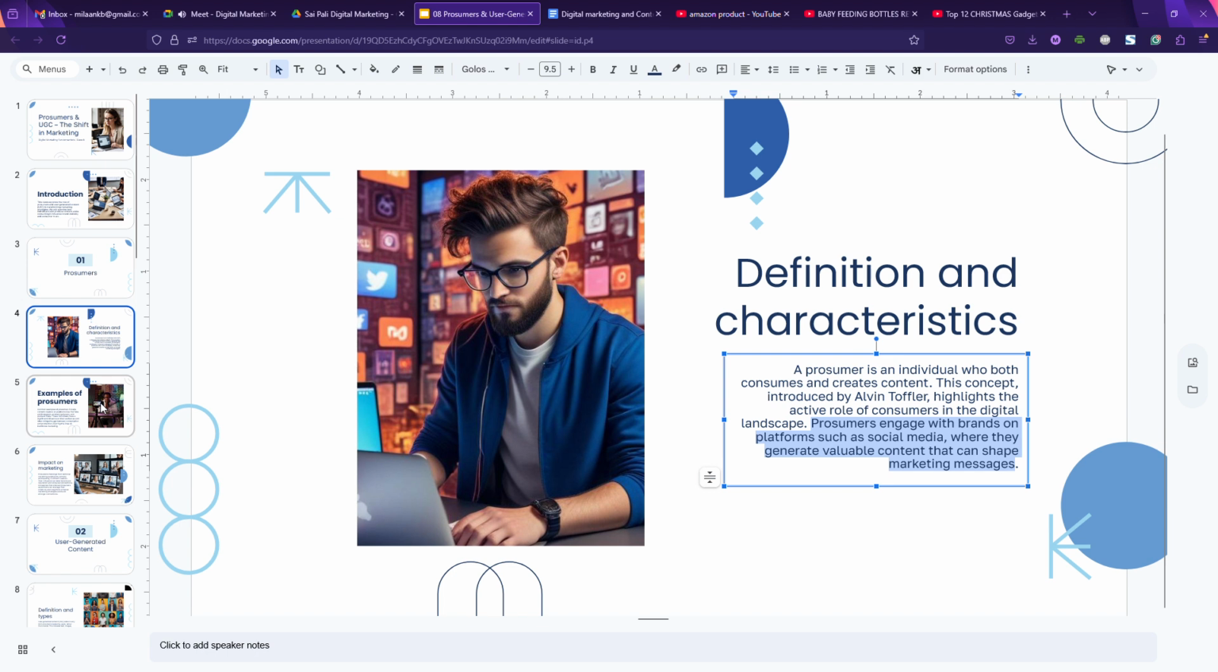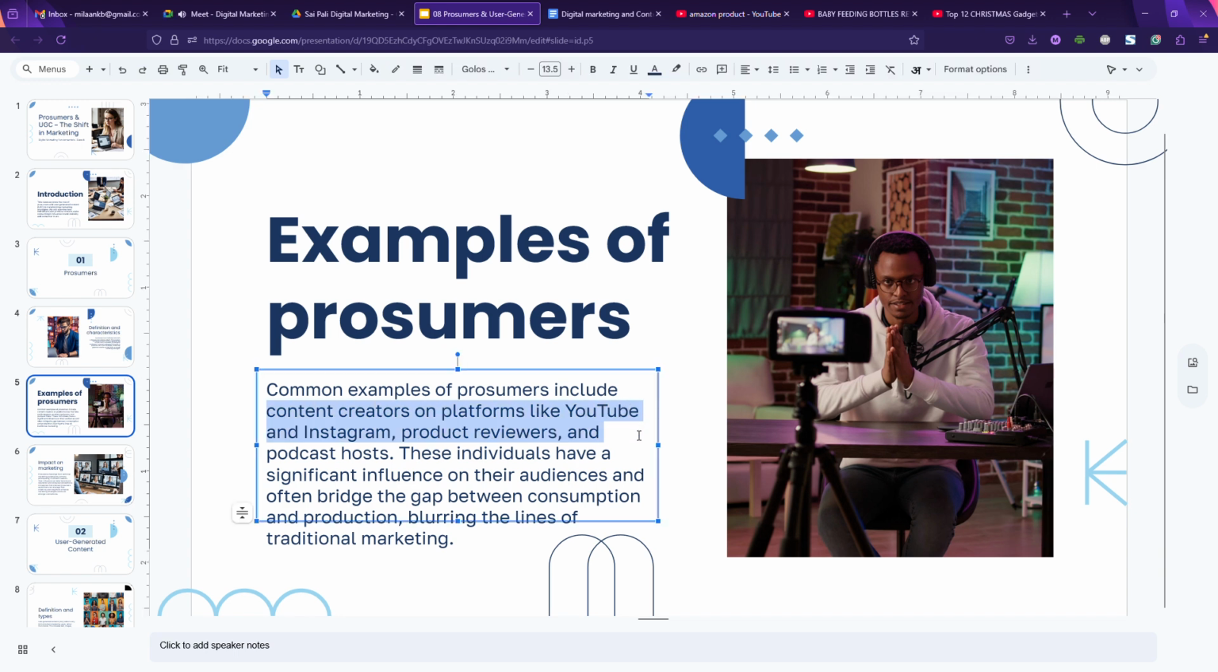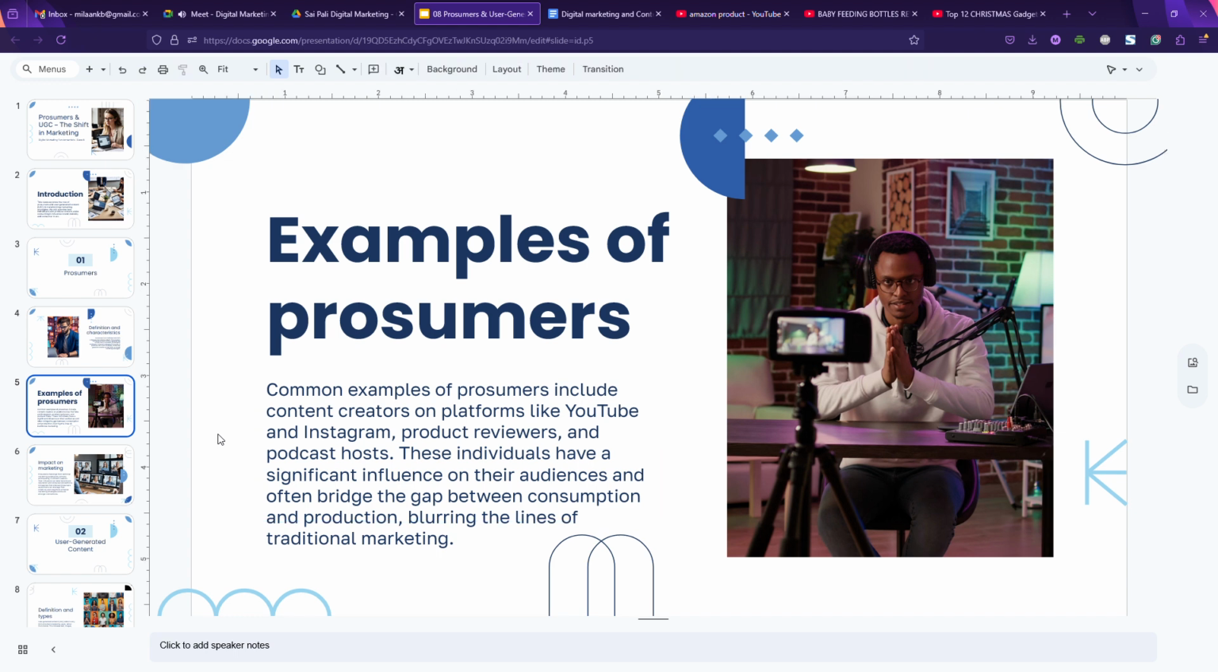Most of the influencers you would see are, one way or the other, doing active content creation of the products that they are using. So they are fine examples of prosumers. Common examples of prosumers include content creators on platforms like YouTube and Instagram, product reviewers, and podcast hosts. These individuals have a significant influence on their audiences and often bridge the gap between consumption and production, blurring the lines of traditional marketing.